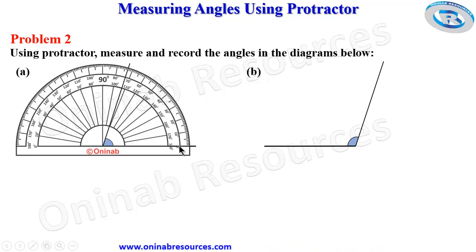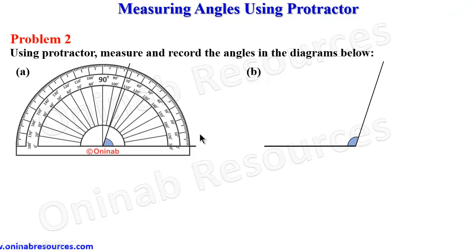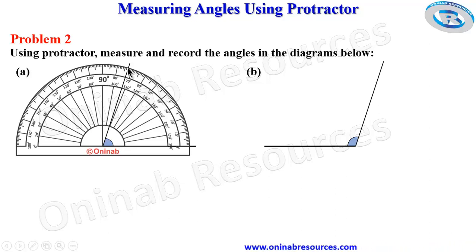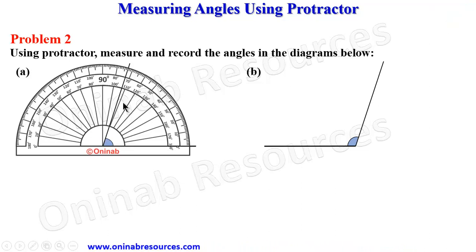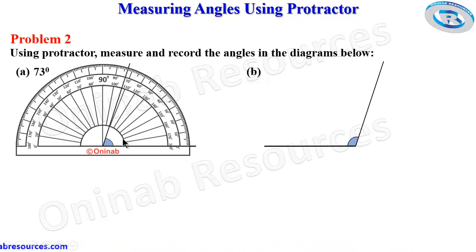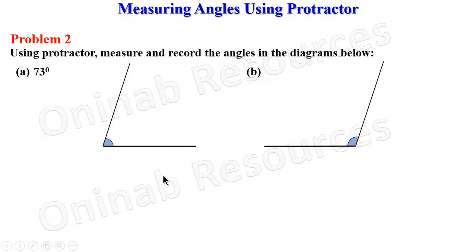Then we are going to measure anti-clockwise. Since our line here is starting from 0, we go upward. So we have 10, 20, 30, 40, 50, 60, 70, 71, 72, 73. So the angle there is 73 degrees. So we remove our protractor. We can also record it here as 73 degrees. Definitely this is an acute angle. So we then go to B.